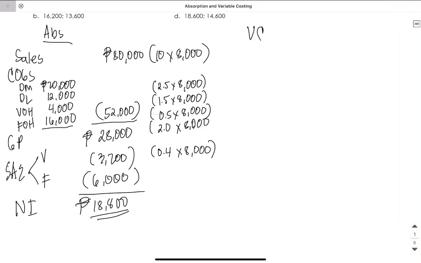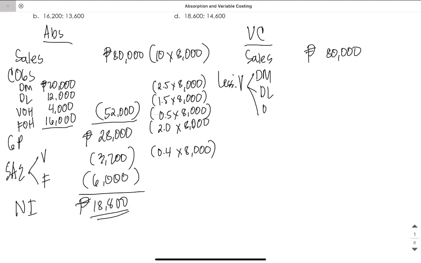Then we do the variable costing income. Sales will be the same, so your sales is still 80,000. And then we have variable cost. First, variable manufacturing cost, which is composed of direct materials, direct labor, and variable overhead. For direct materials, this is 2.5 times 8,000, the number of units sold, so this is the same. We have 20,000.